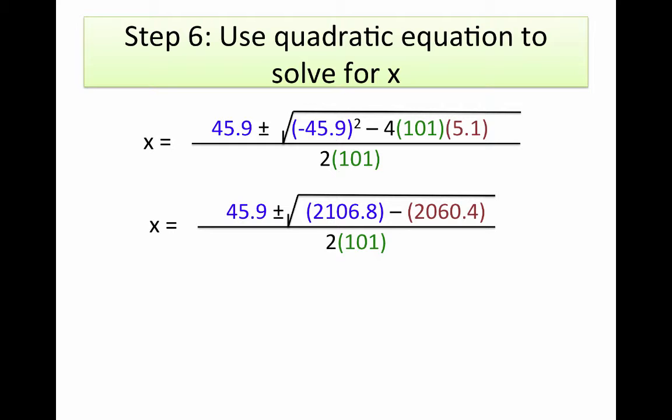You'll notice that I write out all the steps. That's because most of the time when people get these problems wrong, it's because they messed up on the math. And so it's really helpful to have all the steps written out so you can go back and check to see what you did wrong.